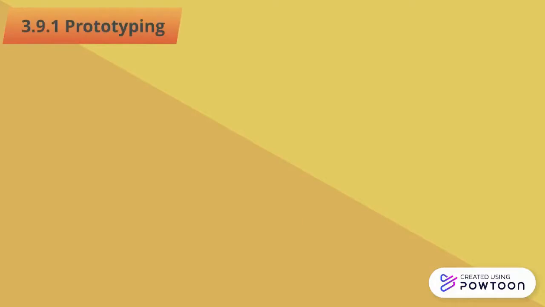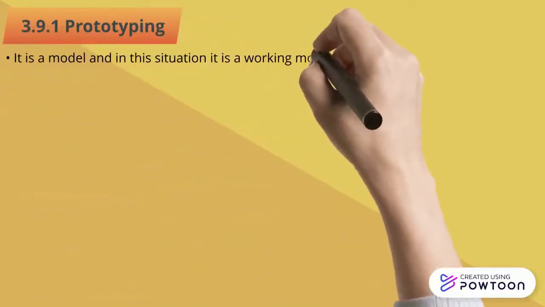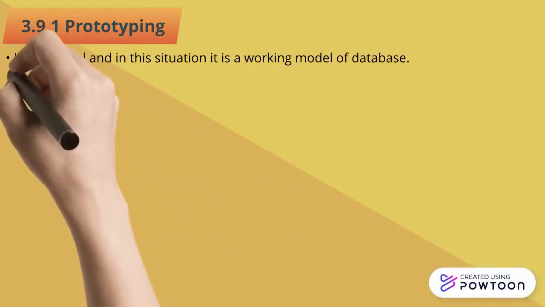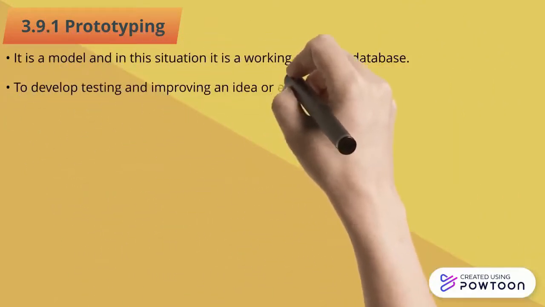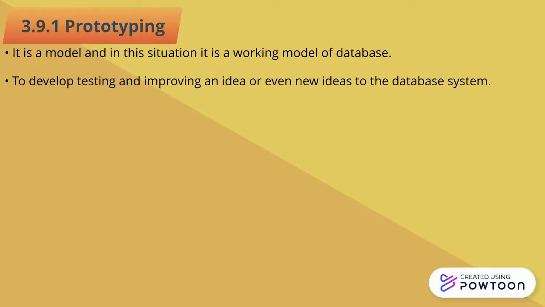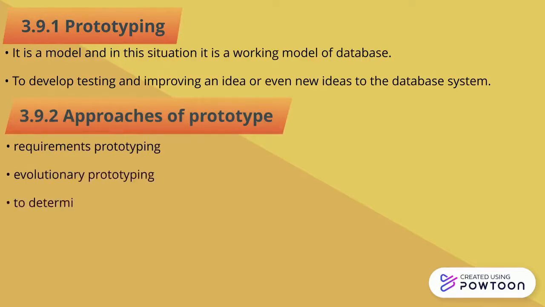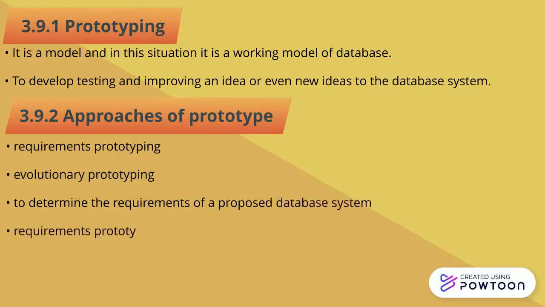Prototyping. What is prototyping? It is a model, and in this situation it is a working model of a database. The use of a prototype is for developing, testing, and improving an idea, or even new ideas, for the database system. There are two approaches to prototyping. The first one is requirements prototyping, and the second one is evolutionary prototyping. Both of them use a prototype to determine the requirements of a proposed database system.